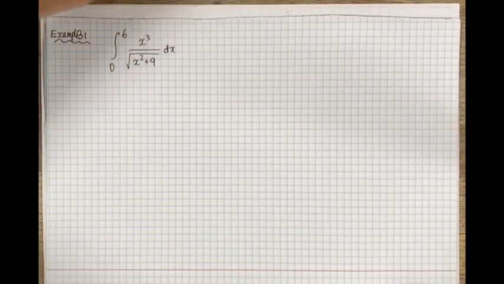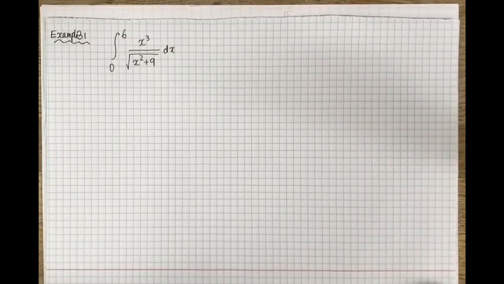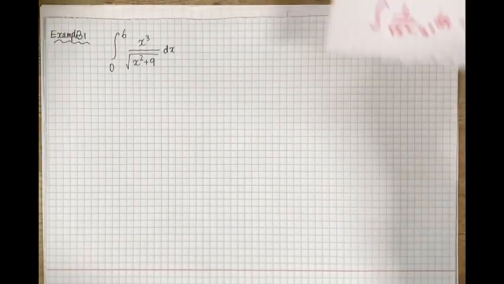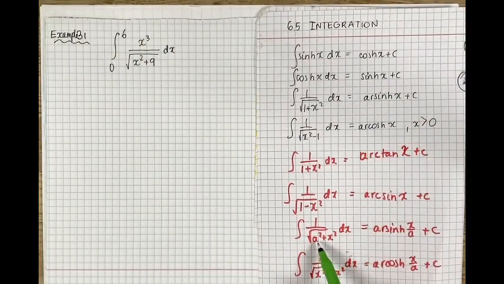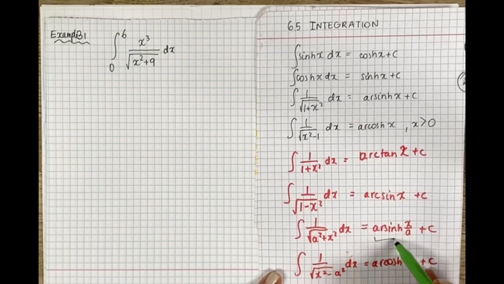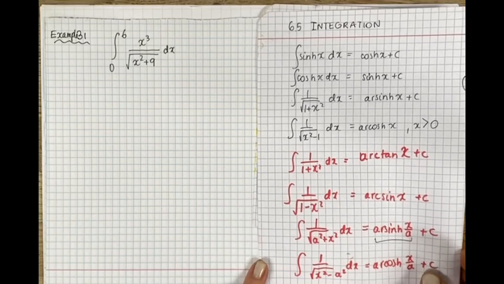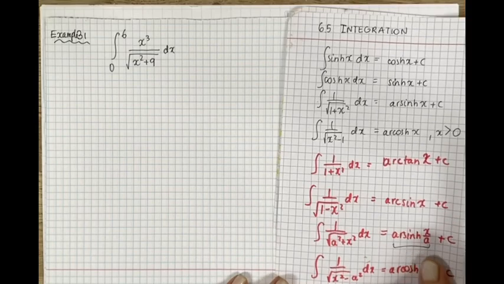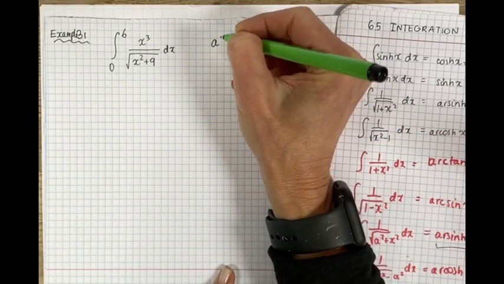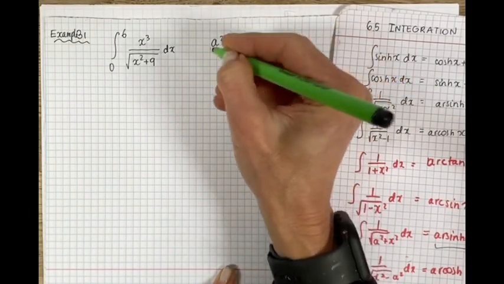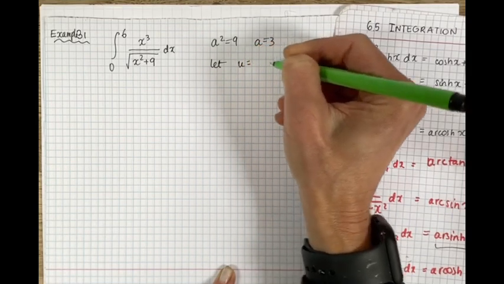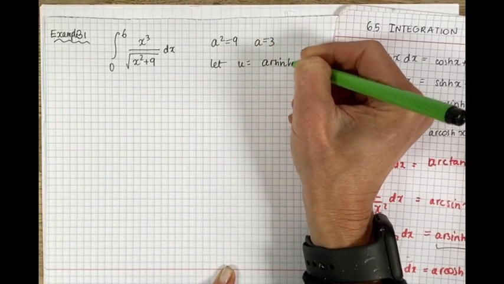Moving on to example 31, we've got to use an appropriate hyperbolic substitution now to find this integral. If you look at the list in the formula booklet, you go for one that's got square root of x squared plus a squared in the denominator. So I suggest you use the substitution u equals arsinh of x over a, where a squared is 9, so a is 3.